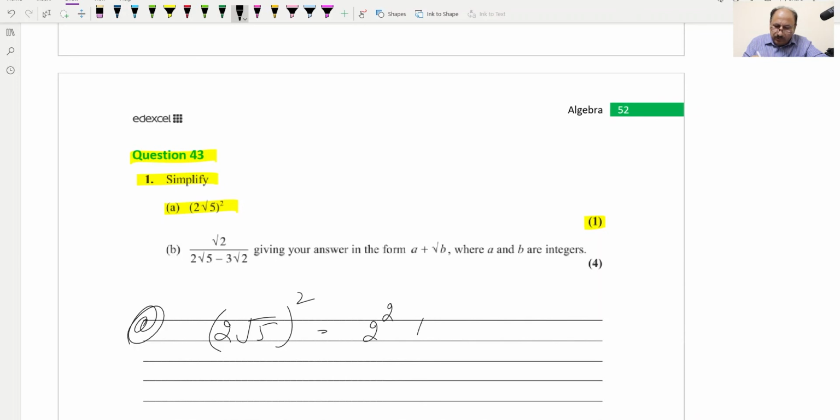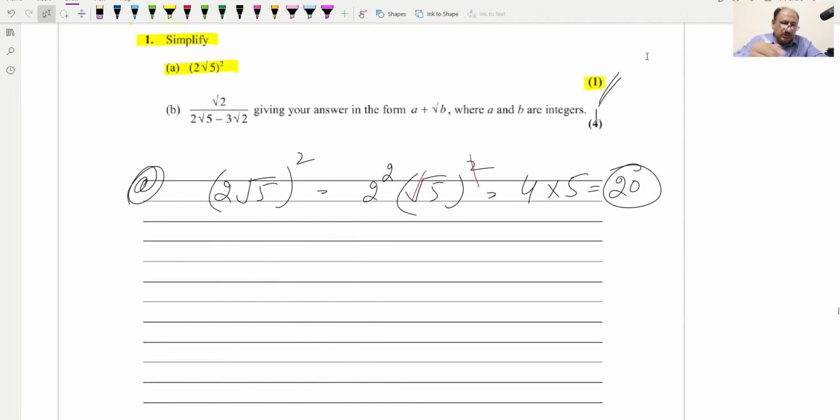We can separately write like this, and 2 square will be 4, and this square and square root will be cancelled, and we will get 5. So this will be equal to 20. This will be the 1 mark answer, which we have done.